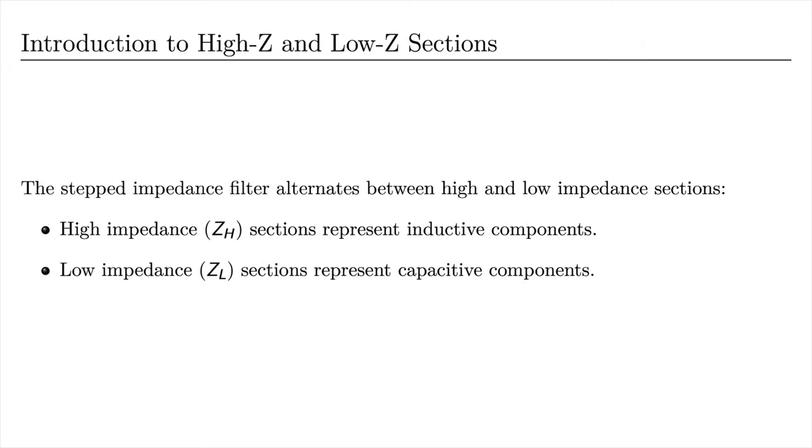When ZL equals infinity, or open-circuited, Zin equals negative jZ0 times cotangent of beta L. This behaves like a capacitive reactance, similar to negative j over omega C. This configuration can represent capacitors using open-circuited transmission lines.